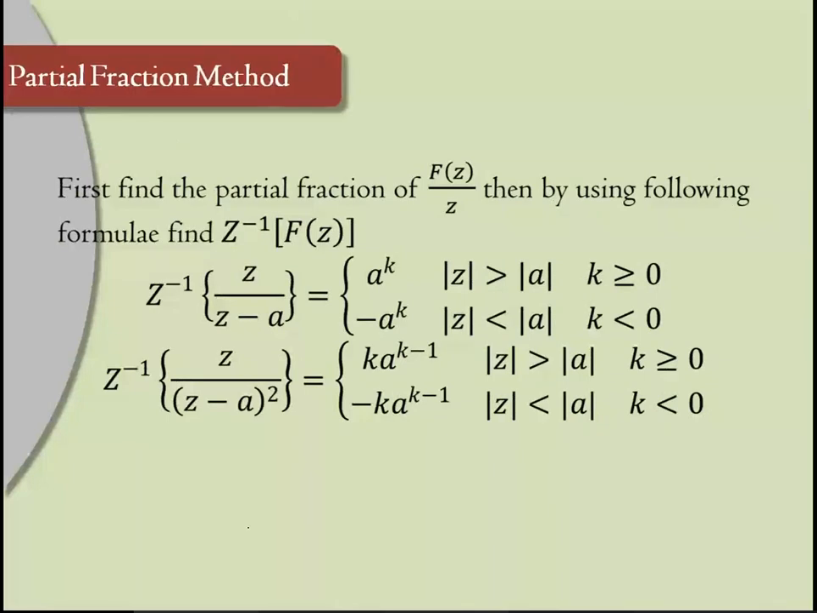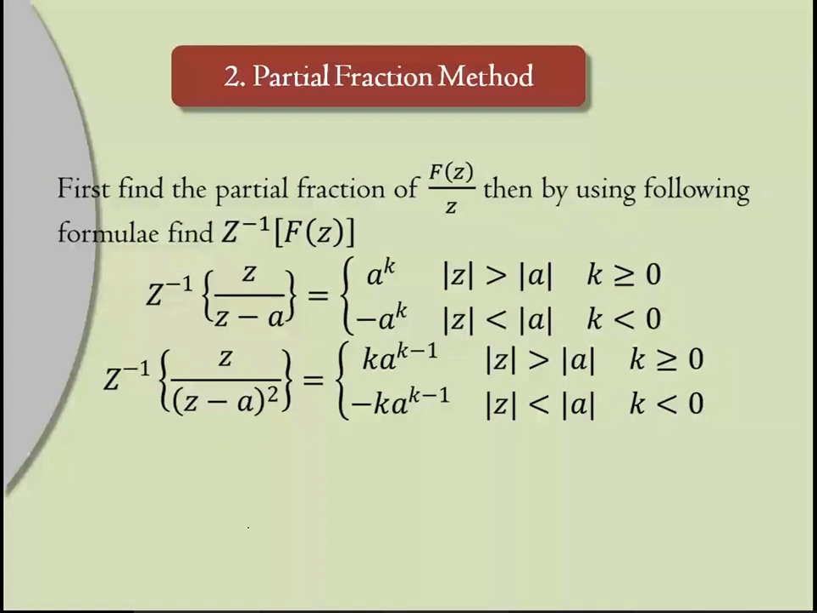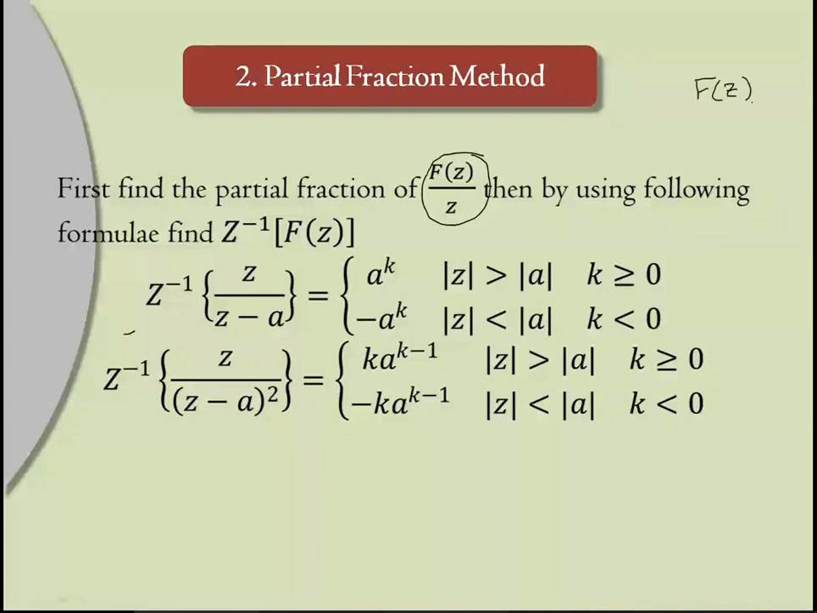Then the second method to find the inverse Z transform is the partial fraction method. Actually, in the first problem also we used the partial fraction, but in this method, what we have to do is find the partial fraction of f of z by z. There, we found the partial fraction of f of z directly, separating out the terms. But here we divide f of z by z and then we find the partial fraction.